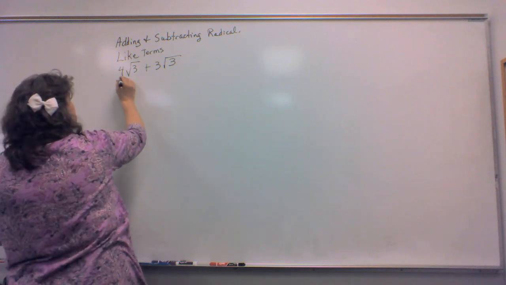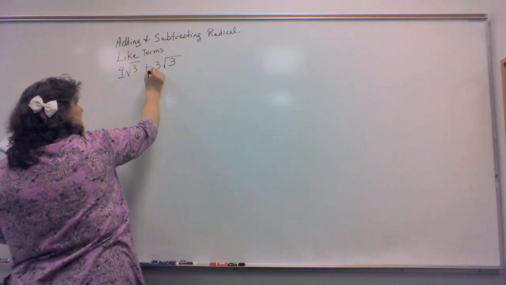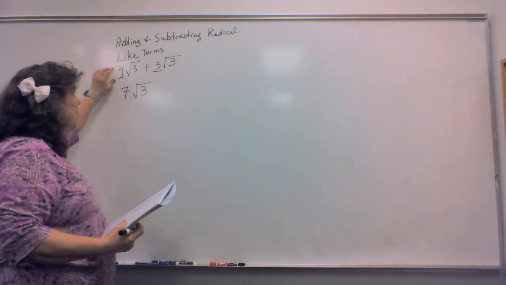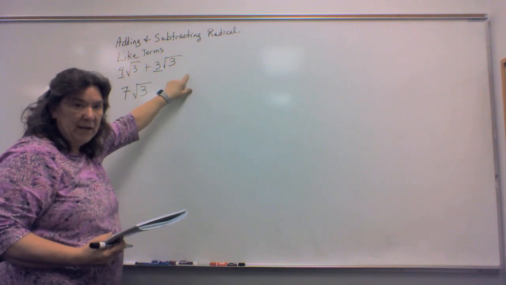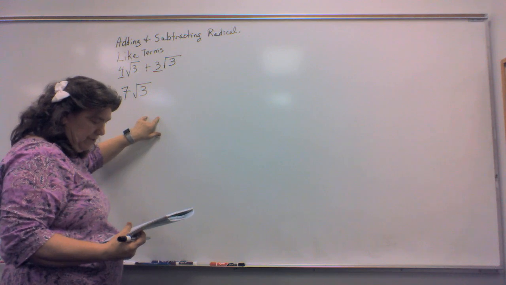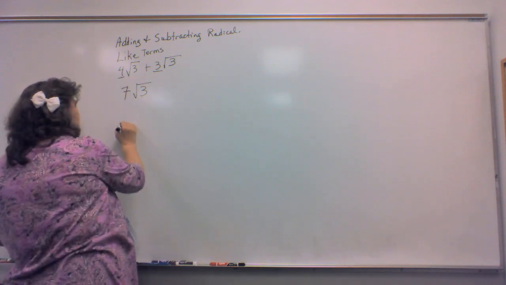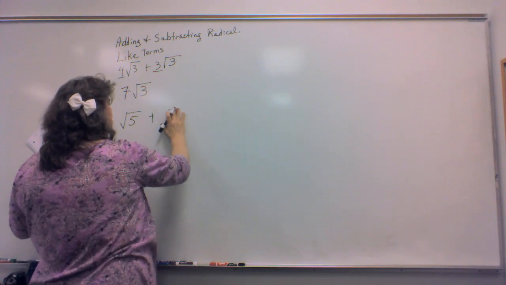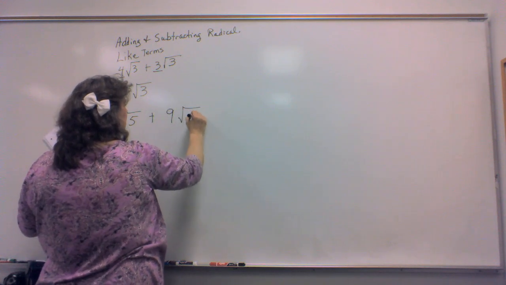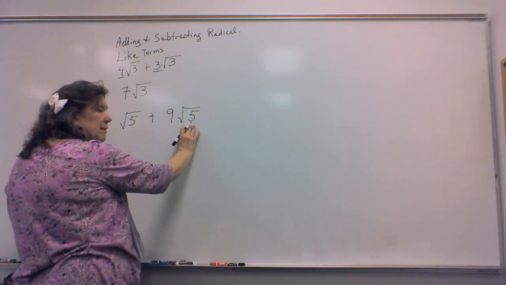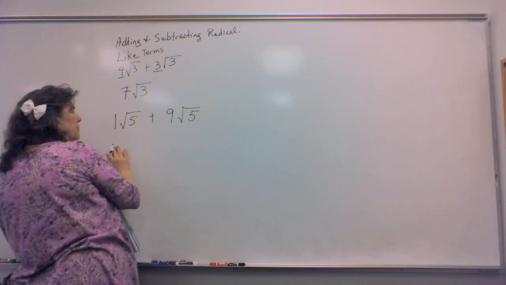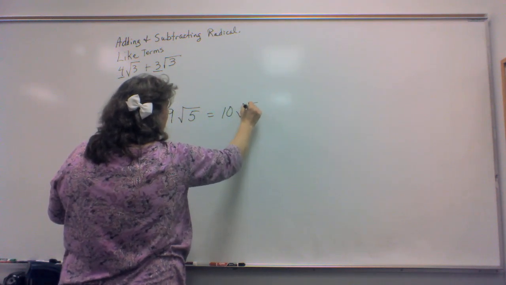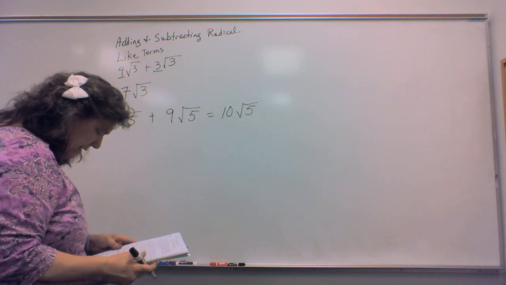So if we look at this, these are like terms. We can combine them by adding the whole numbers, making 7 radical 3's, because what we've got is 4 of these radical 3's plus 3 more of these radical 3's, making 7 radical 3, okay? Such as, how about this one, radical 5 plus 9 radical 5. Again, radical 5 and radical 5 are like terms. This is a 1, which we didn't write, so 1 plus 9 is 10 square root of 5. Like terms can be combined.